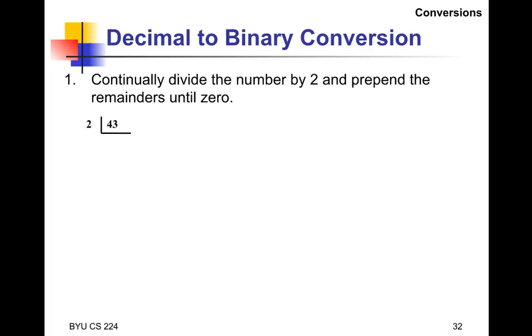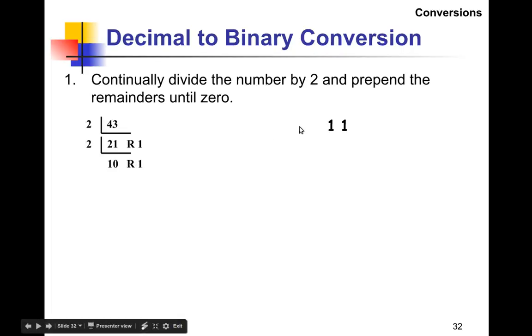2 goes into 43 21 times, with 1 left over. So we have 21, remainder 1. So we put that R1 out there, and we put the 1 over here as the first digit of our binary number. Now we have 21. We need to divide into that. 2 goes into 21 10 times with a remainder of 1, so this remainder 1 gets put in the second position right out there.